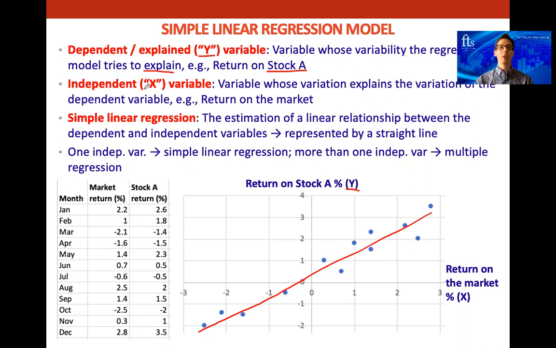And then we've got the independent variable, which is also called the X variable, because we find it here on the X or the horizontal axis. This is the variable whose variation explains the variation of our dependent variable. And we're going to use the return on the market as our independent variable.